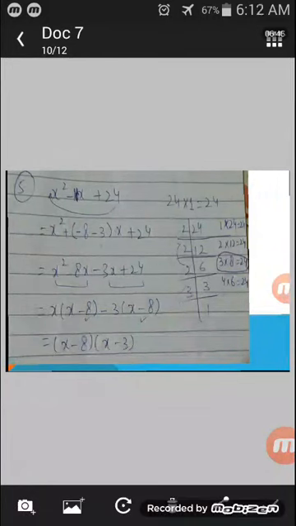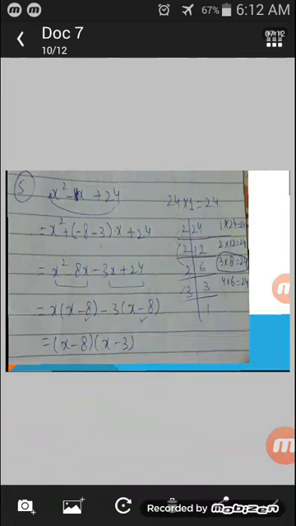Example 5 is x square minus 11x plus 24. First of all, you multiply 24 with the coefficient of x square. The coefficient of x square is 1, so 24 into 1 is equal to 24. Then factorize 24. 1 into 24 is equal to 24, 2 into 12 is equal to 24, 3 into 8 is equal to 24, and 4 into 6 is equal to 24.